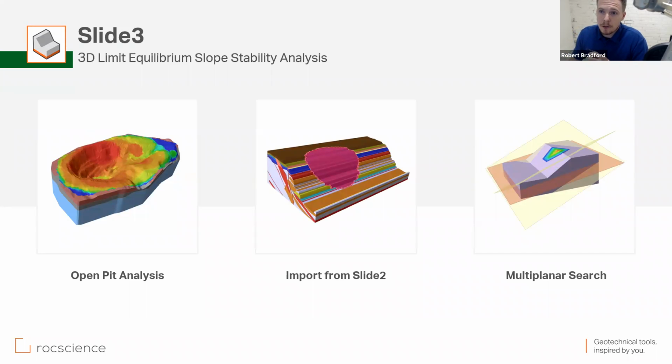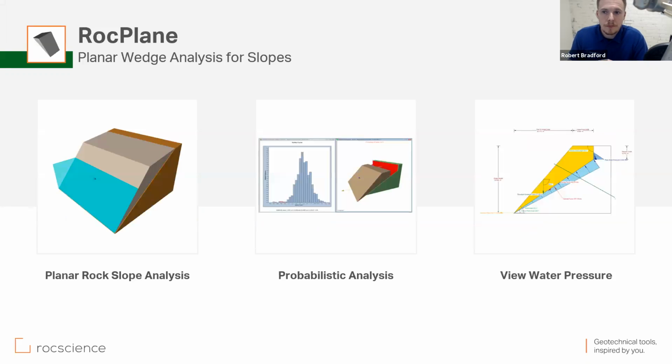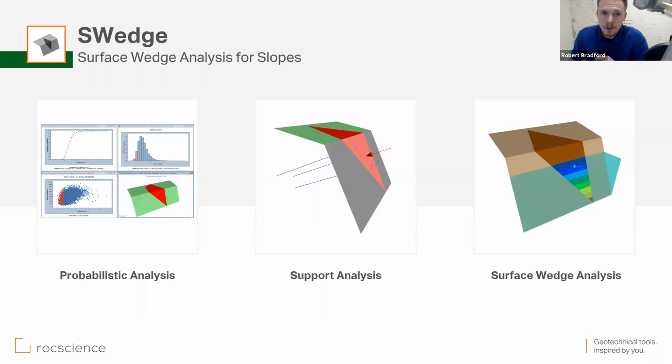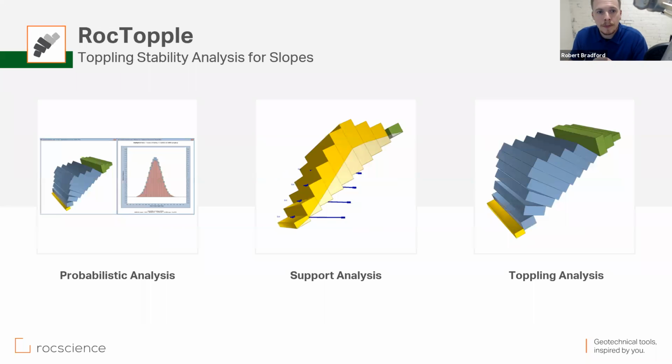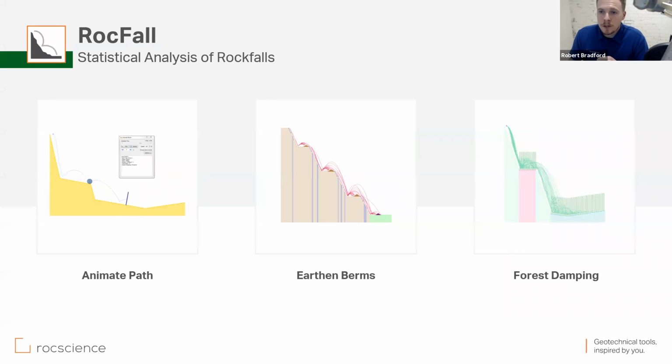The 3D version of that is Slide3. We're going to demo Slide2 and Slide3 a little bit later, so you'll get a better idea of what these programs look like. Slide3 is a 3D limit equilibrium slope stability analysis program. Next, we have a few software for slope stability of rock, starting with RocPlane. RocPlane is a planar wedge analysis for rock slopes. Next is SWedge for surface wedge analysis of rock slopes. RocTopple for toppling stability analysis of rock slopes. And last but not least, RocFall, which is a really fun statistical analysis program for rock falls. We're hoping to have the 3D version of RocFall in a year or two.